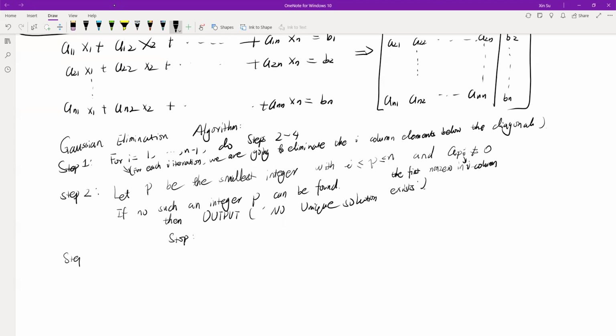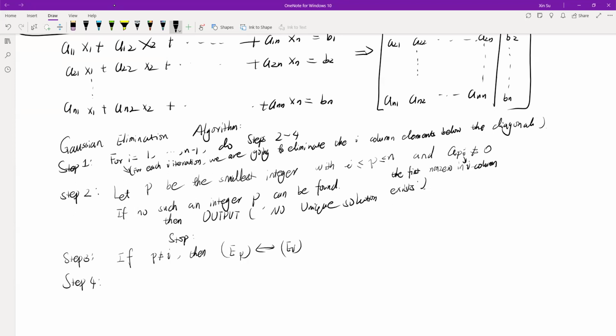If we have the number P, then what we are going to do is the switch. If P equals I, we are not doing anything, but if P does not equal I, then we would switch row P and row I. I will explain the idea later, and I'm just introducing the algorithm a little bit first.